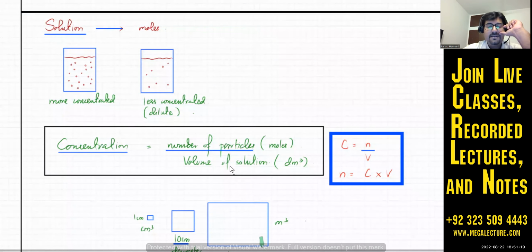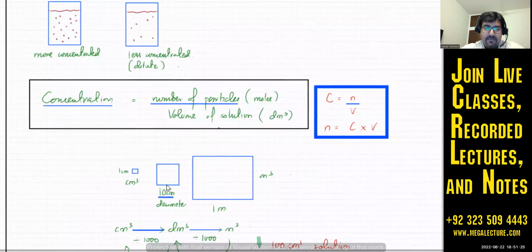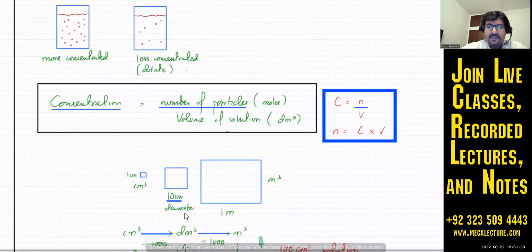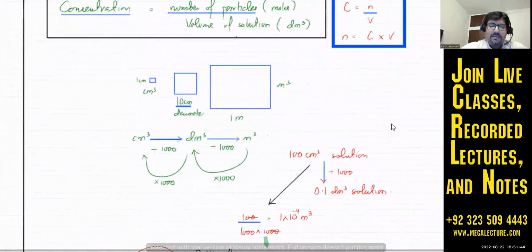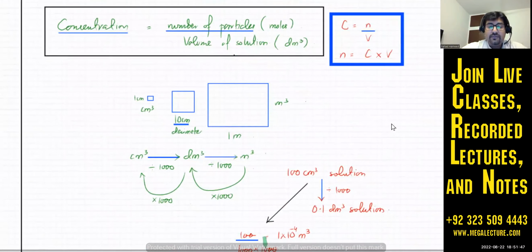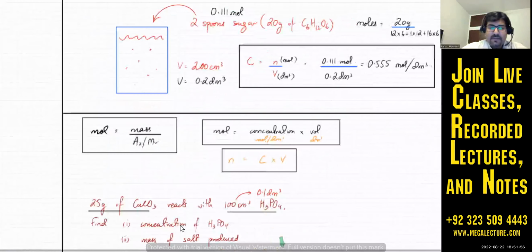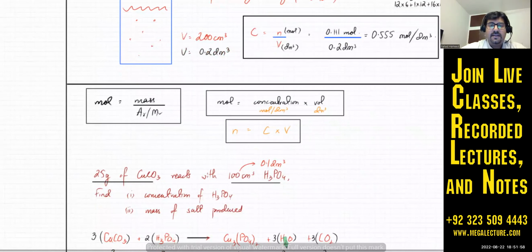Okay, so it's number of particles divided by the volume, and the volume must be in dm cube. I explained that too: you've got cm cube, you've got meter cube, and you've got a dm cube that's somewhere in the middle. dm is decimeter, that's 10 centimeters. So the formula is concentration is moles over volume, or you can just write moles is concentration times volume. So that was another formula for finding moles, but that only applies to solutions. The cm cube, dm cube, meter cube conversion, you must know of that. Okay, so that was one thing, and we did a couple of questions related to that.